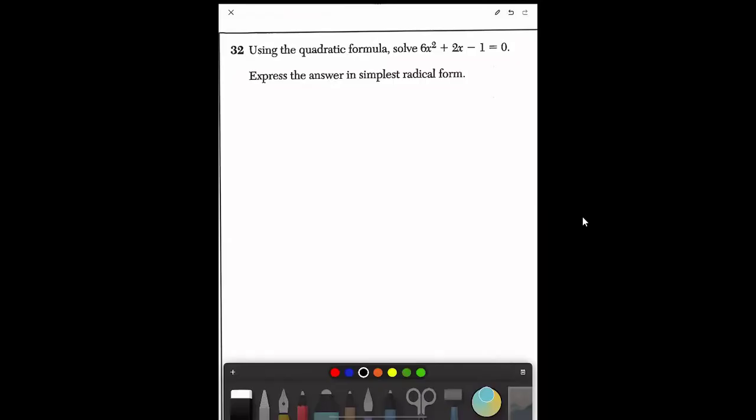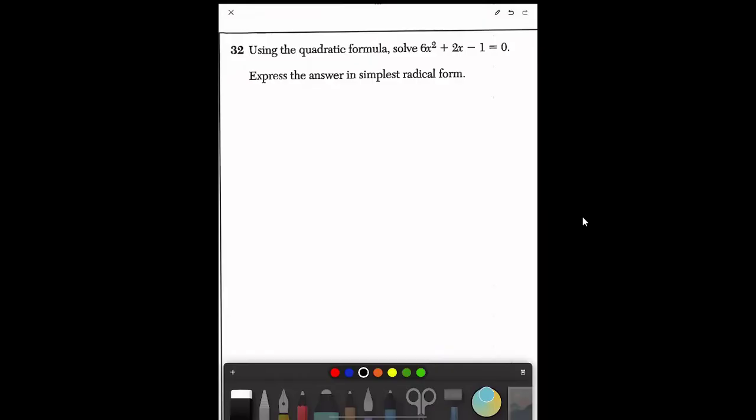All right, guys, this is question 32 from the June 2025 Regents exam. It's a quadratic, and they want us to use the quadratic formula, and they want us to leave the radical as a radical, but they want it in simplest radical form. So as soon as you see those words, you know that you're going to be focusing on the b squared minus 4ac part.